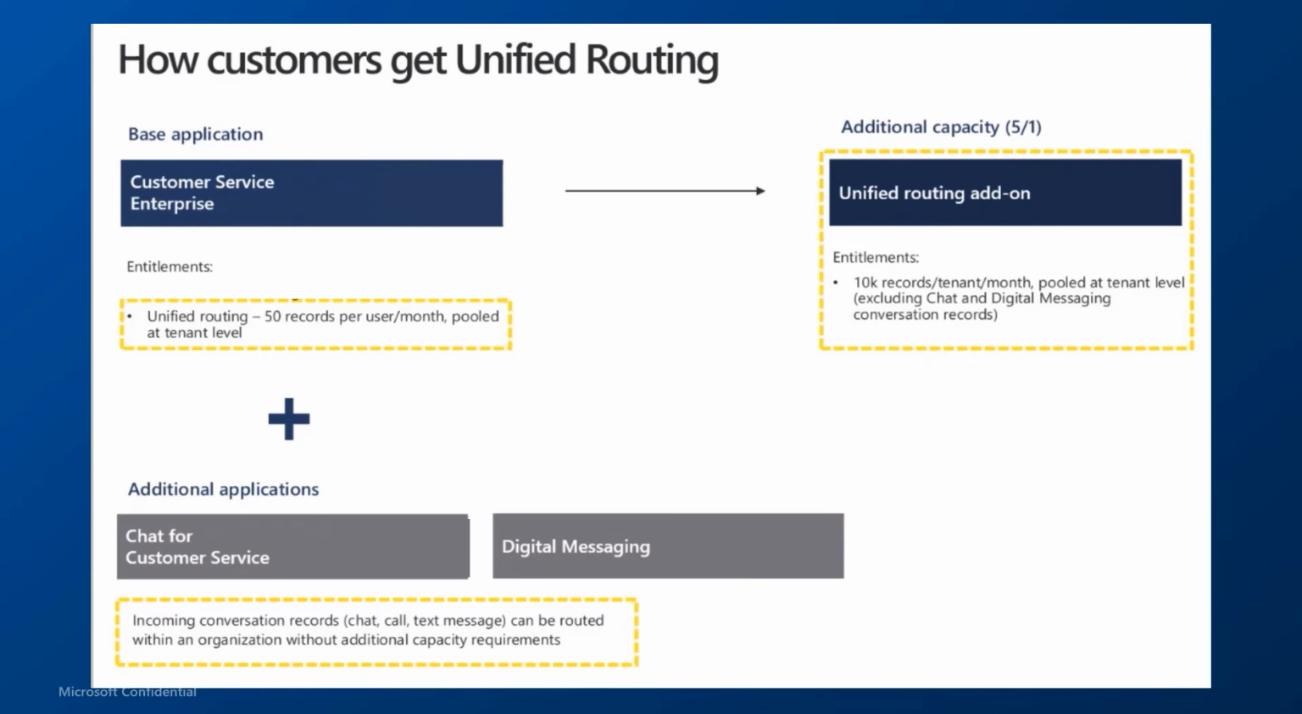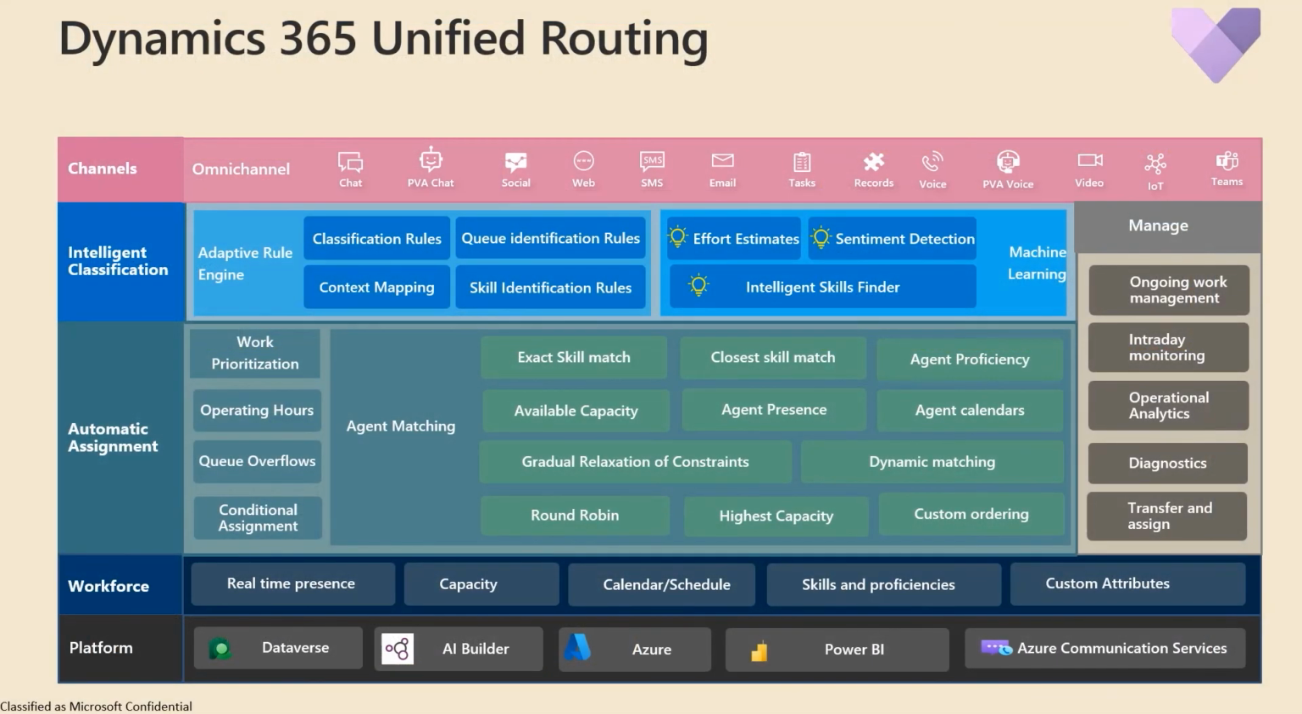If you are buying omnichannel licenses like chat licenses, voice licenses, our digital messaging SKU, you will get corresponding routing entitlements for those channels as a part of those licenses. So let me try to summarize all of this.